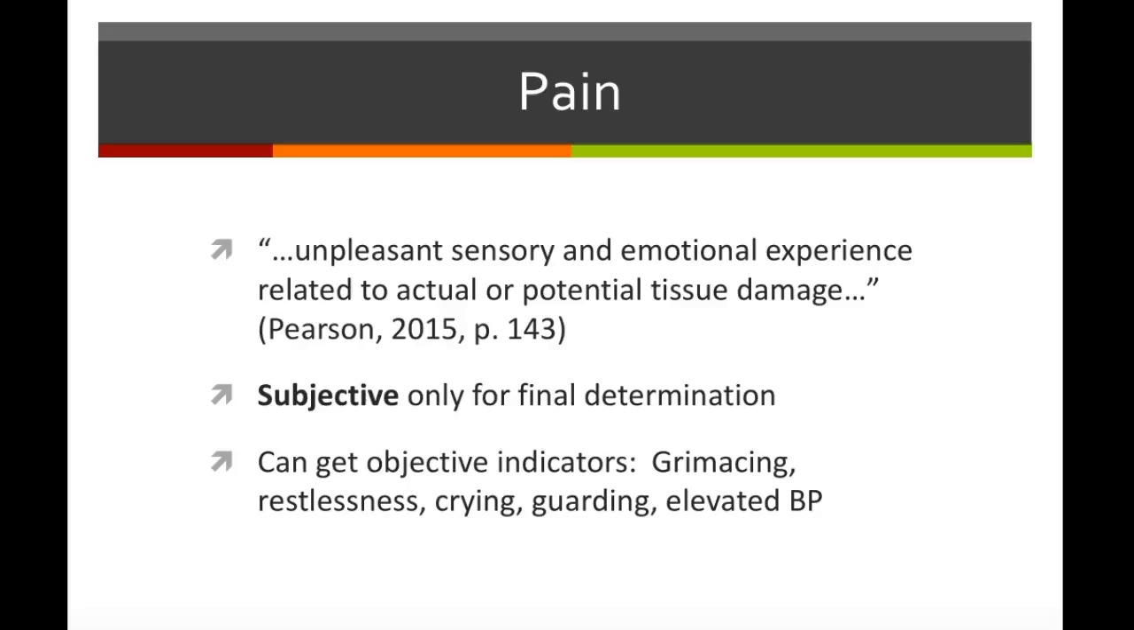if we can get the person to tell us and acknowledge it. Objective indicators can also be used. Somebody who's nonverbal or unable to let us know that they're in pain, for example, a young child, or maybe there's a language barrier. We can look for facial grimacing, restlessness, crying, guarding, where they're holding that area of their body, and elevated blood pressure when the sympathetic nervous system comes into play. So those certainly are all indicators. But just remember that subjective is going to be the best tool for determining pain. And we certainly want to get that data if we're able to.